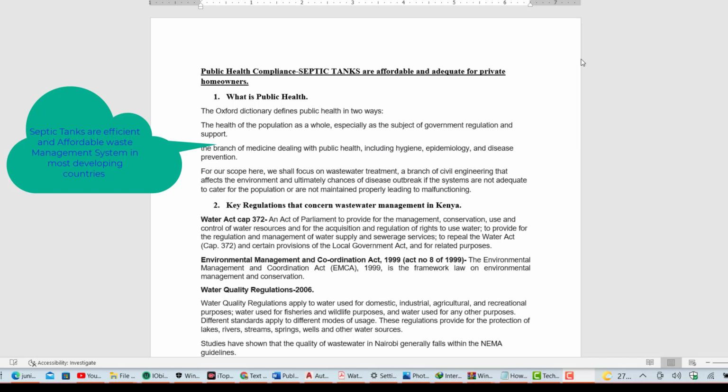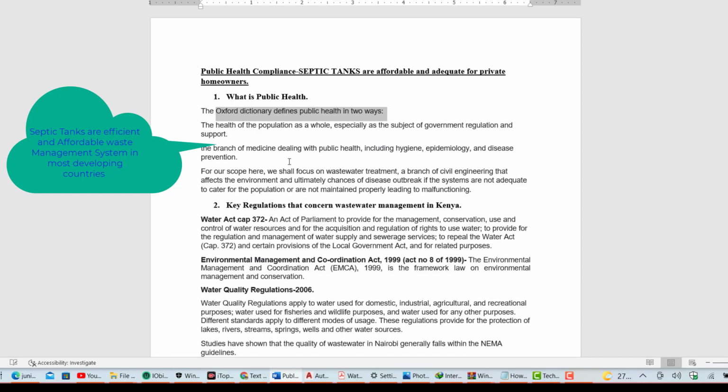I checked from the Oxford Dictionary the two ways of what public health really means. So, the health of the population as a whole, especially as the subject of government regulation and support. So that's one of the definitions of public health by the Oxford Dictionary. And then the other definition, which is related to the medical world, is a branch of medicine dealing with public health, including hygiene, epidemiology, and disease prevention.